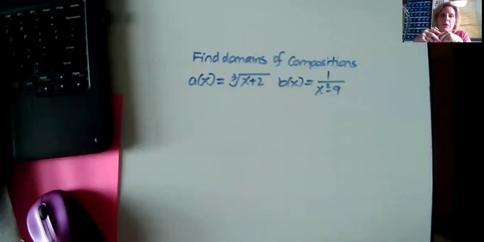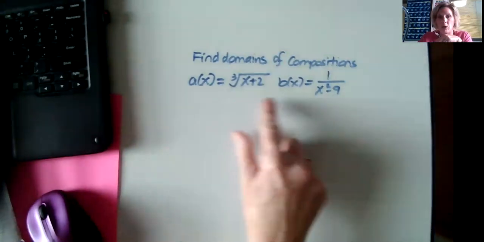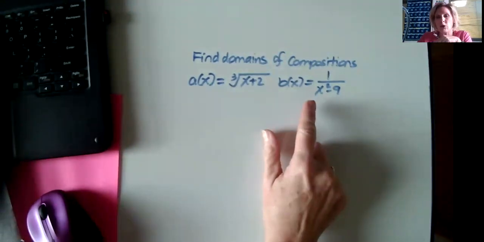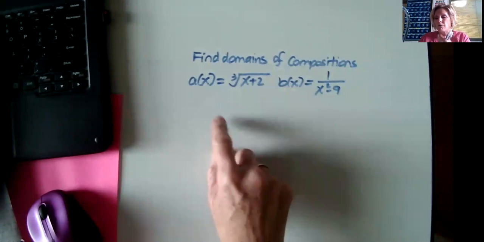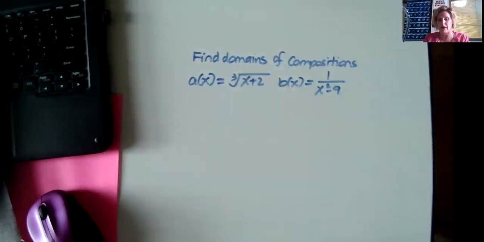So I mentioned earlier that we weren't going to yet talk about the domain of compositions. Well, now we are. And what I want to show you is that number 1, you don't have to actually find the equation of the composition to find its domain. And number 2, finding the equation of the composition might actually confuse you about its domain. So let me show you how you do this. So find the domain of a of b of x and of b of a of x.